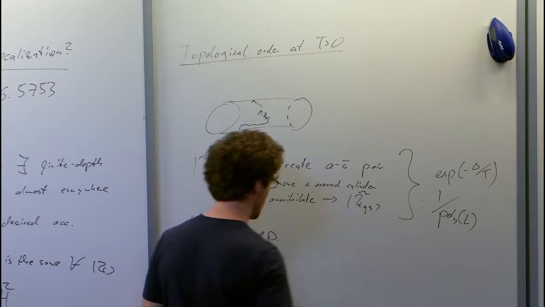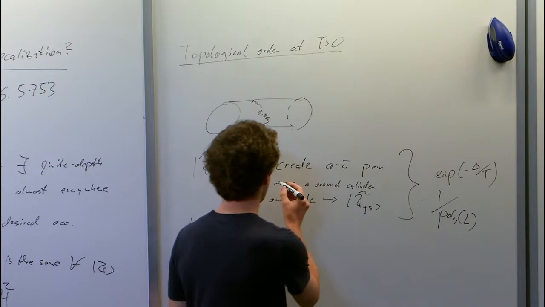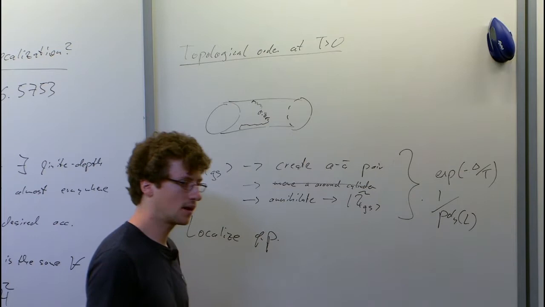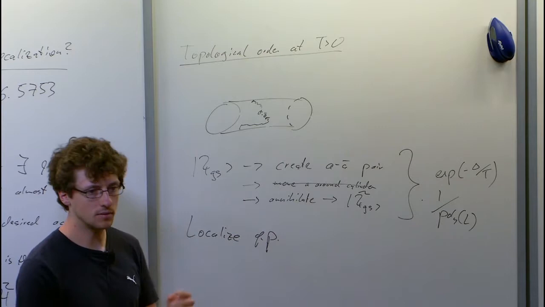And so if I localize these quasi-particles, I've basically broken the second step. I can still locally create particle-antiparticle pairs, but they're exponentially suppressed from moving around the cylinder. They don't diffuse anymore. They're just stuck in their location. So you can create them, you can locally annihilate them, but the probability of having them go along a non-trivial loop around the system is exponentially small.